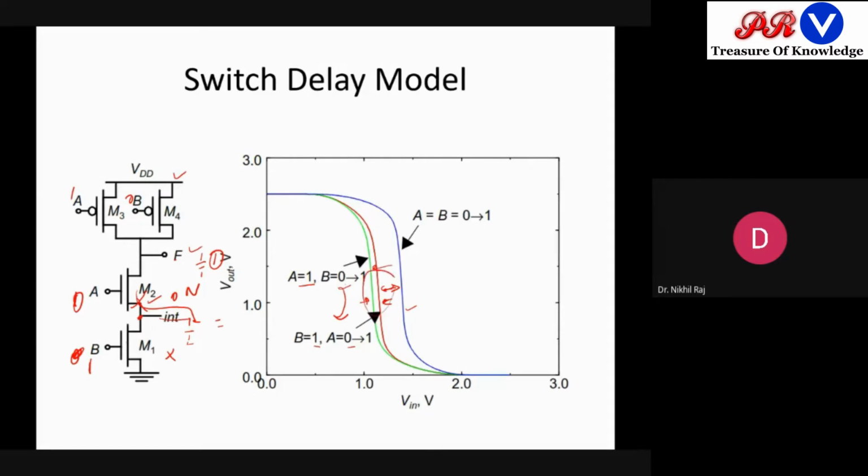Why? Because we know when A and B both are 1, your charging resistance is given by Rp by 2, and when we go discharging, we get 2Rn. Rather, if we go for a single transistor on or one transistor off, we get the value of Rp or Rn. So there are different charging and discharging times. That's why there will always be a deviation in the curve, and it will depend upon the input pattern.